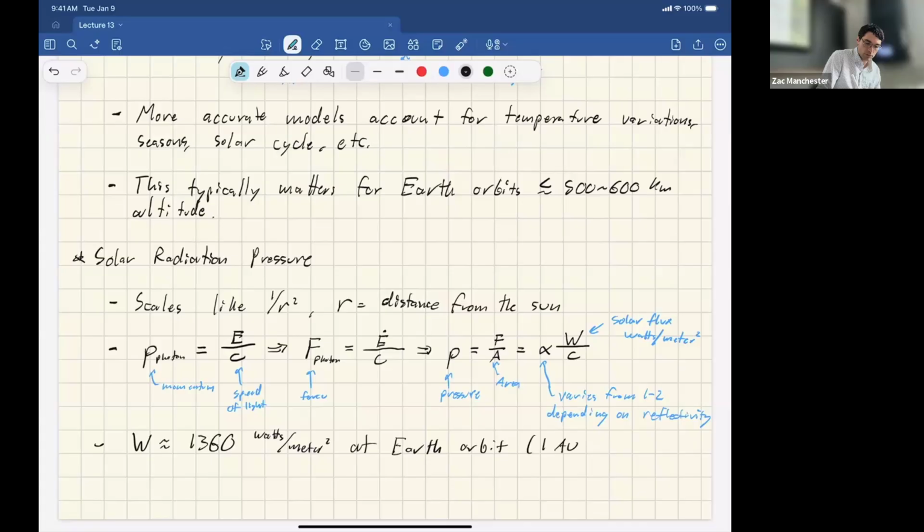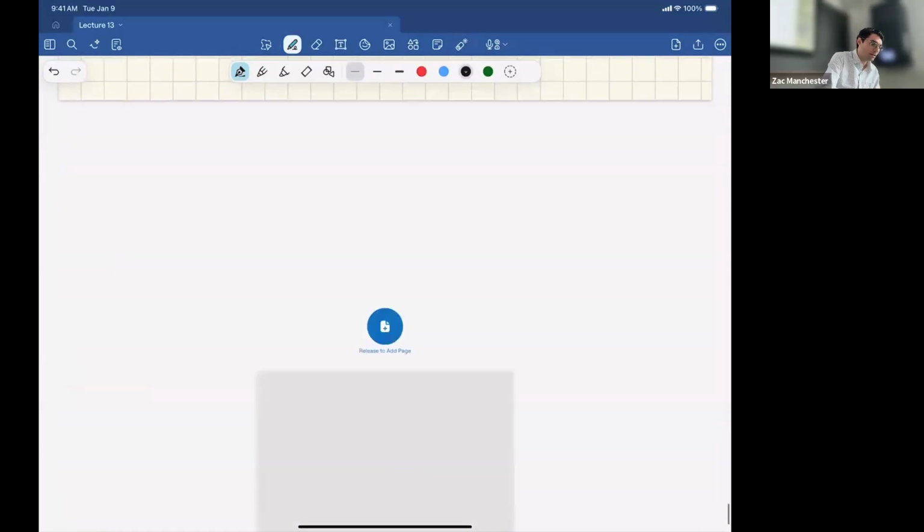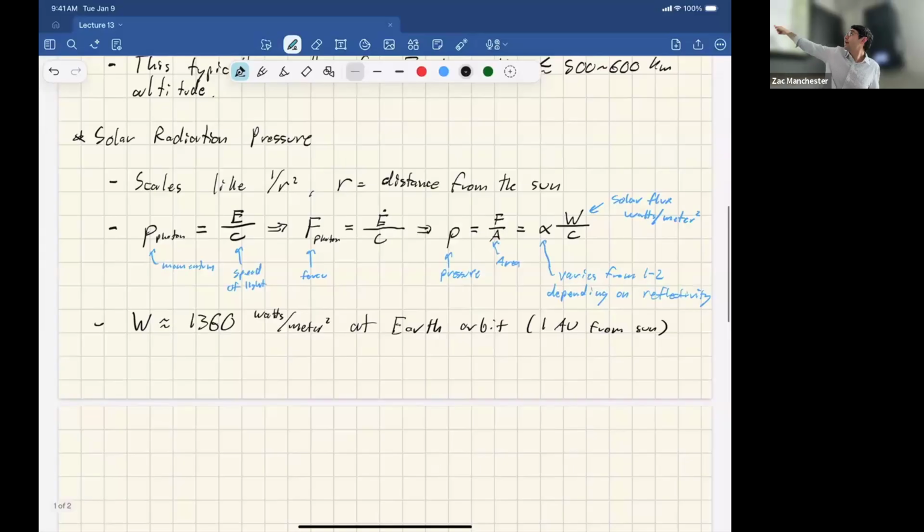That's 1 AU from the sun. And if you need to figure it out anywhere else in the solar system, you literally just scale that like inverse square. So like 1 over r squared, starting at this is 1 AU. So if you go 2 AU out, it's going to be a quarter of that, right? Makes sense?